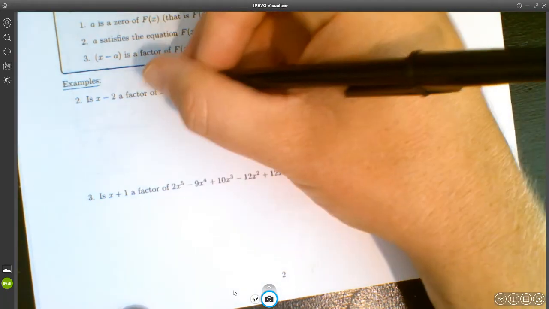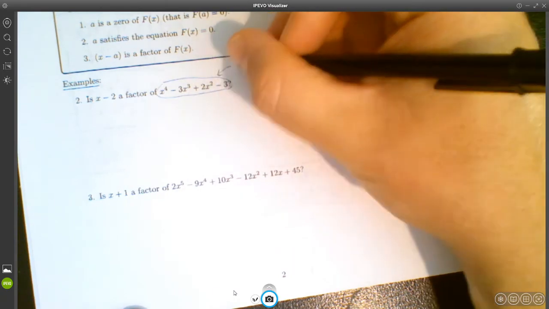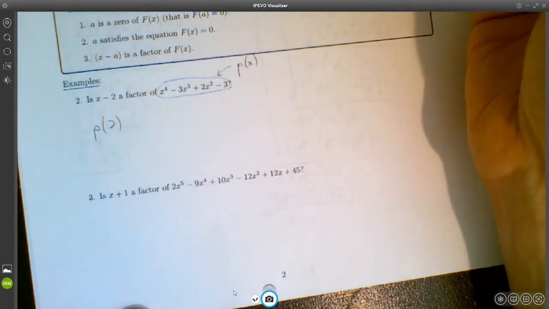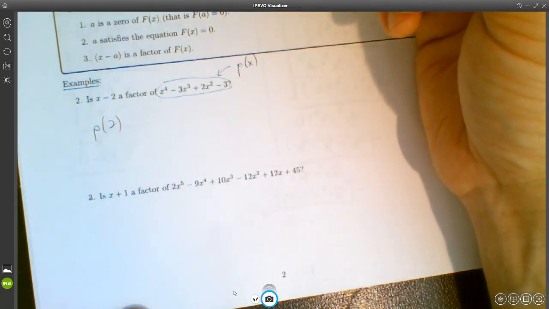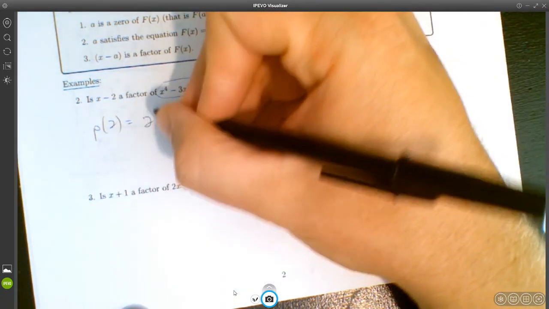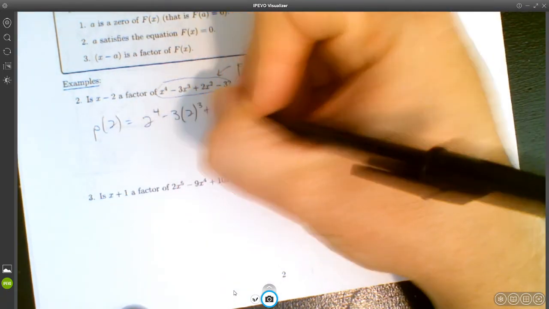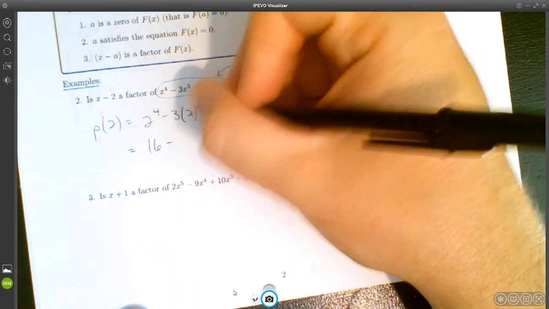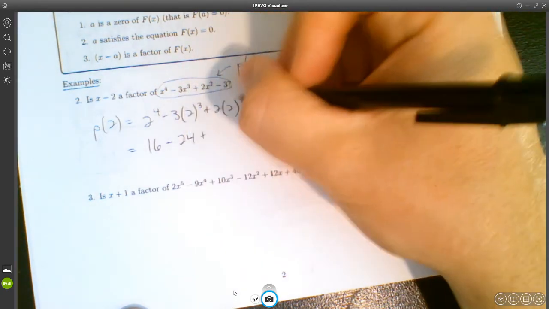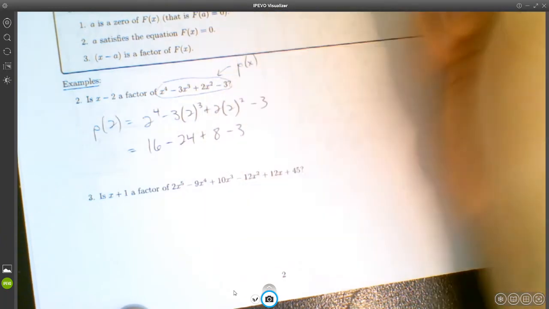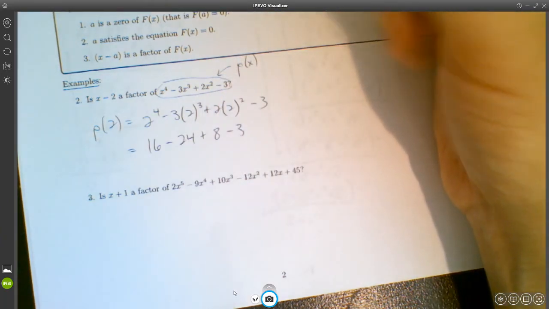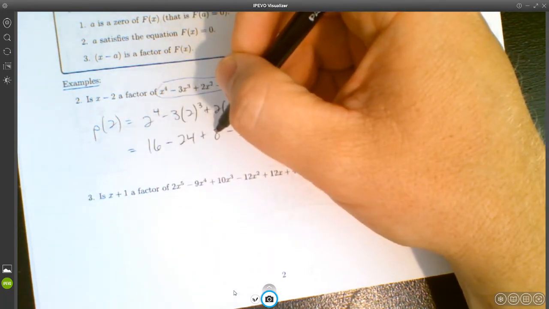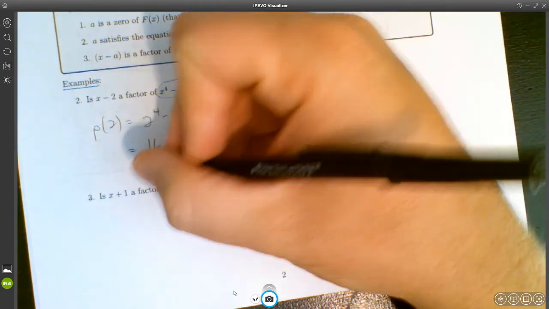I'm going to call this polynomial p of x. And what I want to do now is look at what p of 2 is. If p of 2 is equal to 0, then x minus 2 is a factor, for sure. So let's see, p of 2 is 2 to the fourth minus 3 times 2 cubed plus 2 times 2 squared minus 3. That's 16 minus 8 times 3 is 24 plus 4 times 2 is 8 minus 3. 16 minus 24 is negative 8. Negative 8 plus 8 is 0. 0 minus 3 is negative 3.